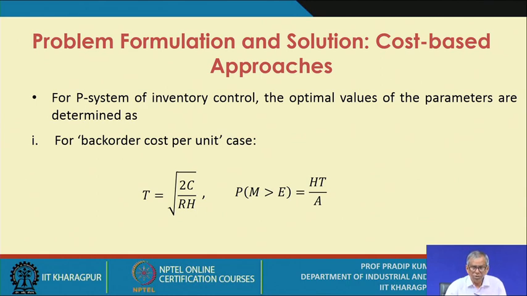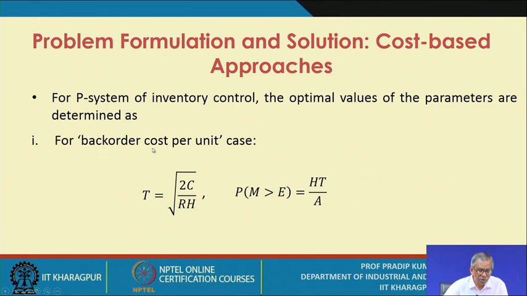So for P systems, now what we have used is this cost based approach which we have discussed. This entire formulation is for the Q systems of inventory control. Now as an alternative to the Q systems, you may also opt for the P systems of inventory control, if the P systems of inventory control is valid. So for the P systems of inventory control, the optimal values of the parameters also can be determined.